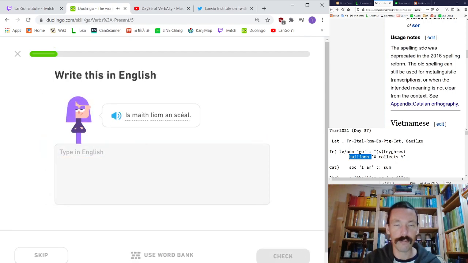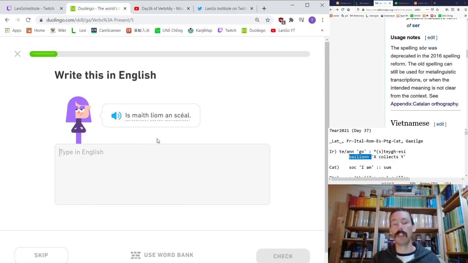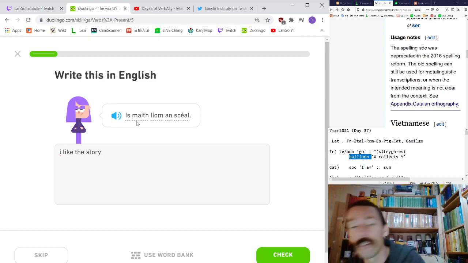Is maith liom an scéal. So the TH always sounds as a H, palatalized here. Maith liom. The L is slender, the rest of the word is not. And scéal. So that letter E makes it a shkya and not a ska sound. Is maith liom means it is good with me. I like the story. So in order to match the spelling and the sound, you have to know a bit about it. Right, yeah, it's interesting stuff.